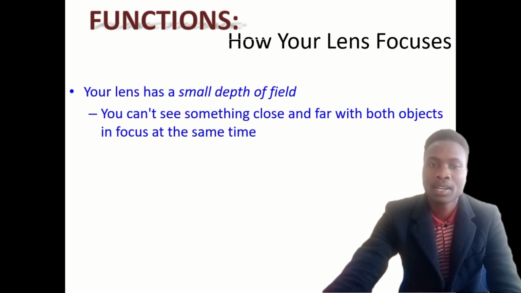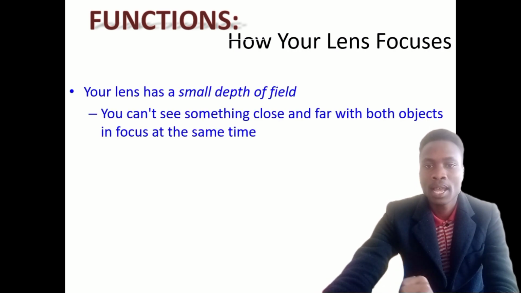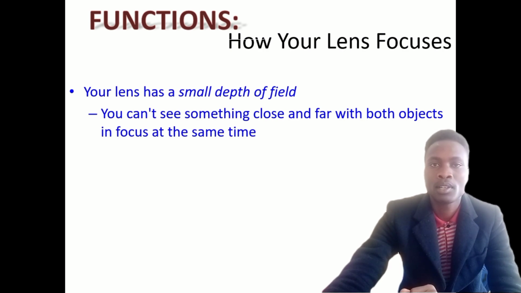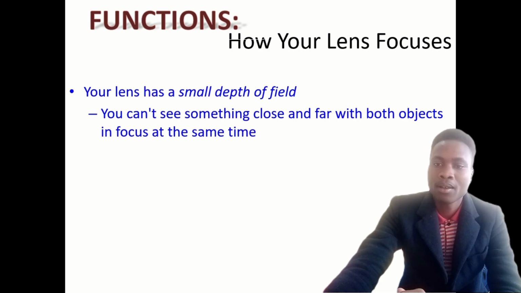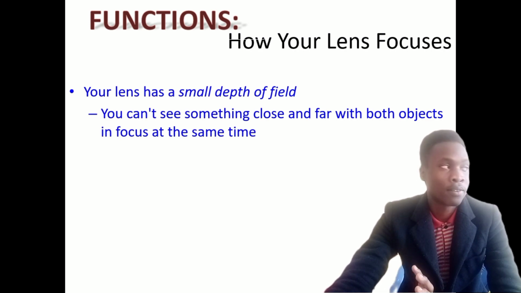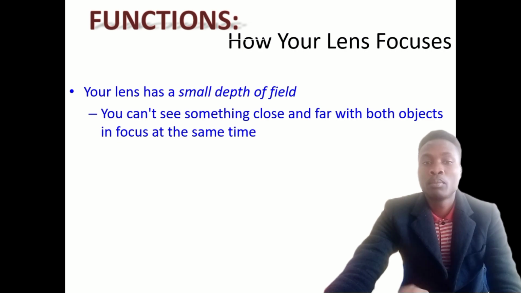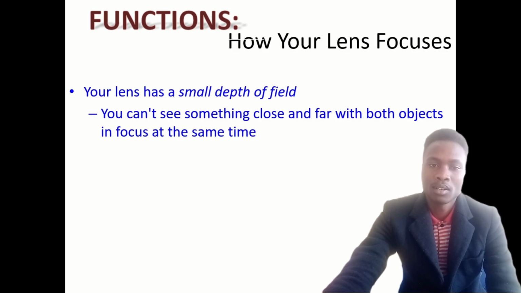How your lens focuses: your lens has a small depth of field. You can't see something close and far with both objects in focus at the same time. That is not possible at all.